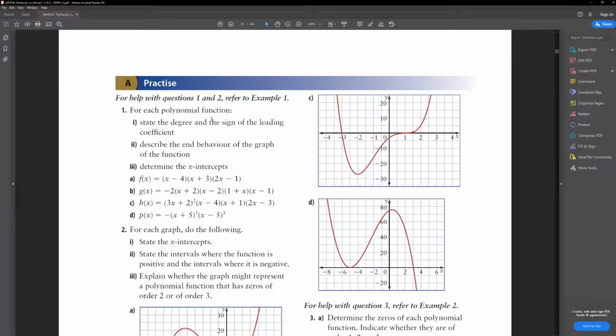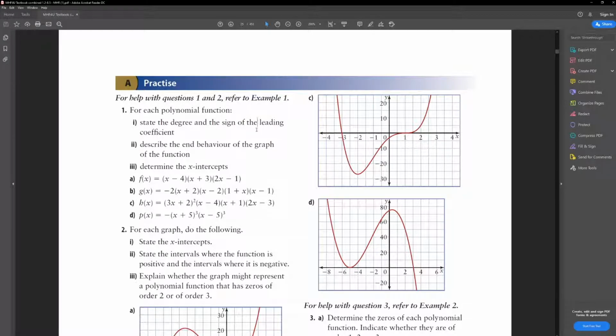For each polynomial function, state the degree and the sign of the leading coefficient. Describe the end behavior of the graph of the function and determine the x-intercepts. So let's quickly go over this. For A, we see that the degree of the function has to be the sum of all the orders of the x-intercepts. Therefore, we have the order of 1, 1, and 1. Therefore, this is a third degree function. The sign of the leading coefficient is nothing here, therefore it has to be positive 1.